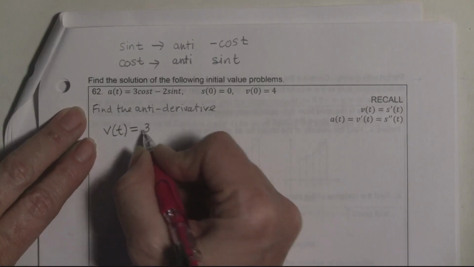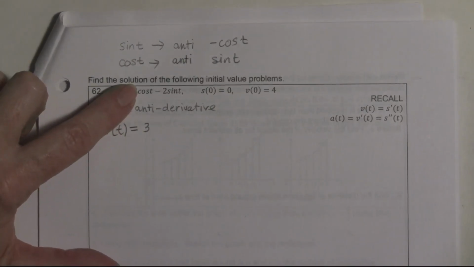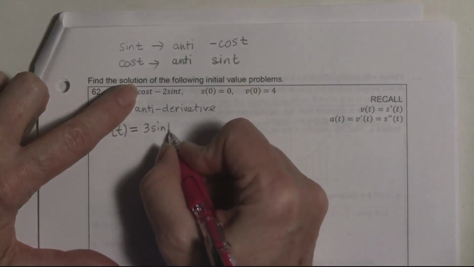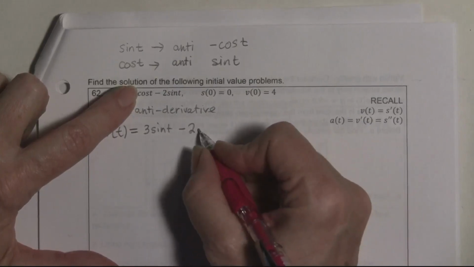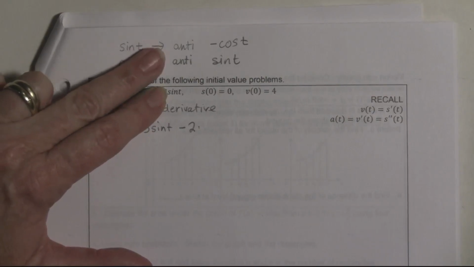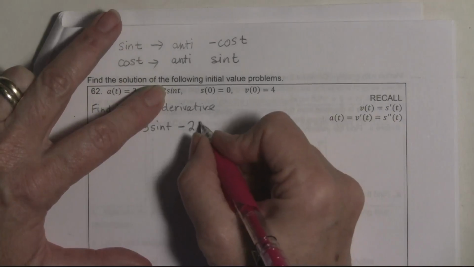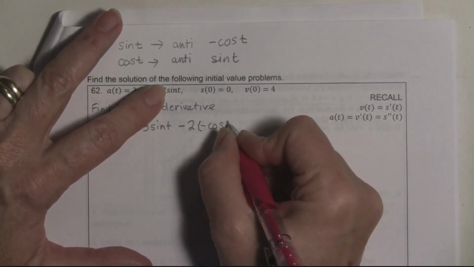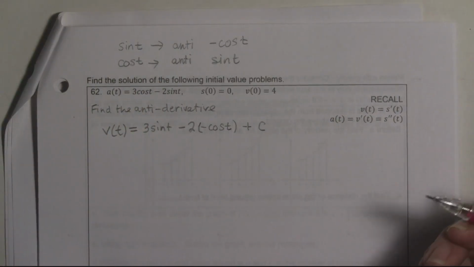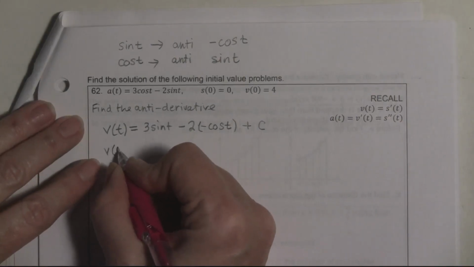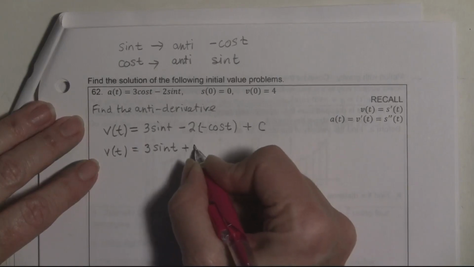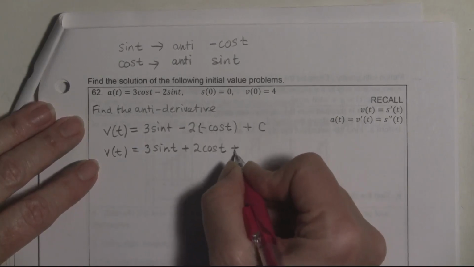The 3 holds still. And then I find the antiderivative of cosine of t, which I've already told you is sine of t, minus 2 times the antiderivative of sine of t, which is negative cosine of t. I put parentheses in there because it was negative, and then plus a constant. And then I just want to clean that up just a tiny bit because I didn't fix the sign. So this is 3 sine of t plus 2 cosine of t plus c.